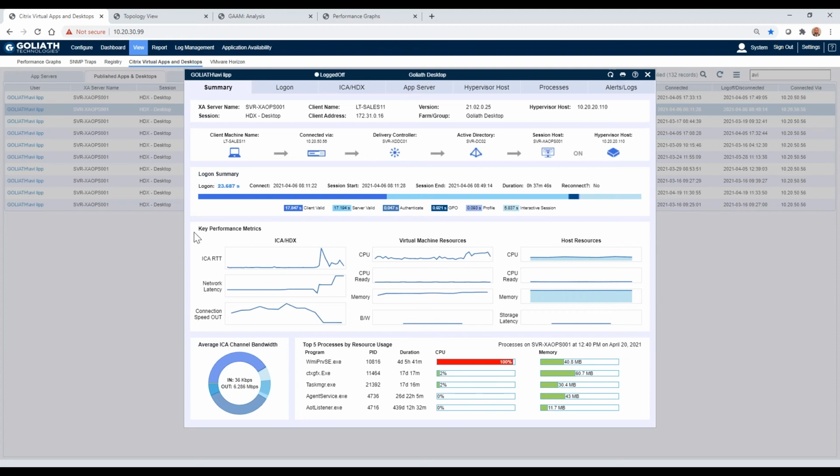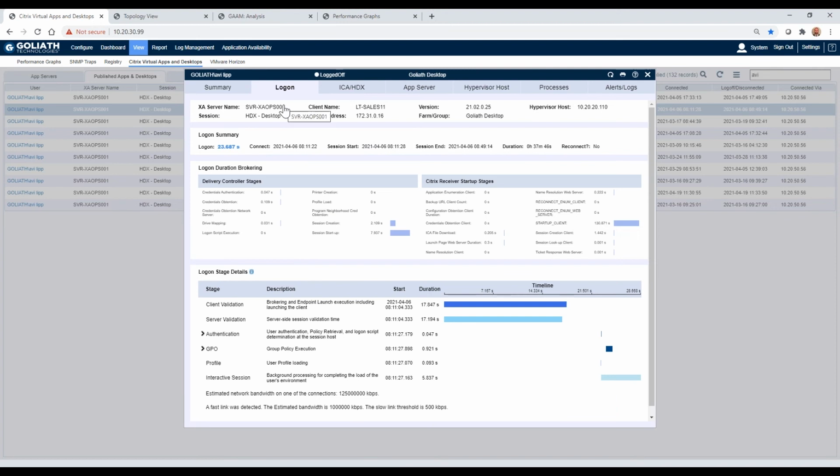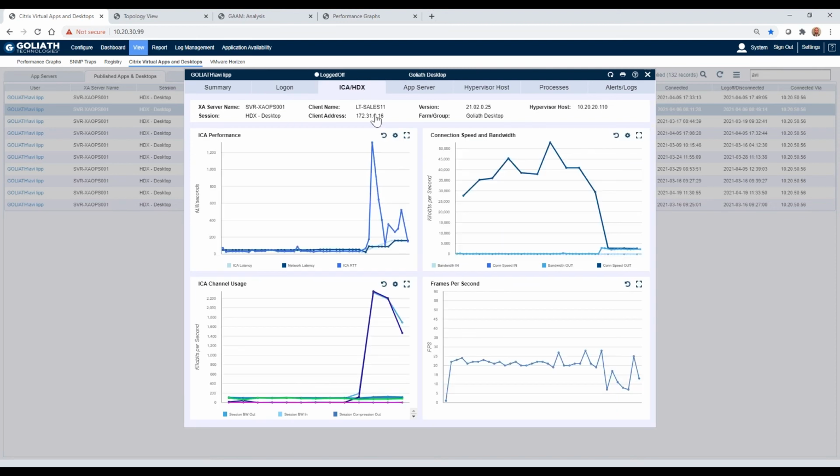Then you have key performance metrics to give you quick insight into what could be causing in-session performance issues. Now, it's great to have all this rolled up onto one screen. Oftentimes L1 or help desk don't even need to leave this screen to be able to quickly pinpoint root cause. But if you notice across the top, there's a series of dedicated tabs for log-on duration issues, diving into the ICA and HDX channel.